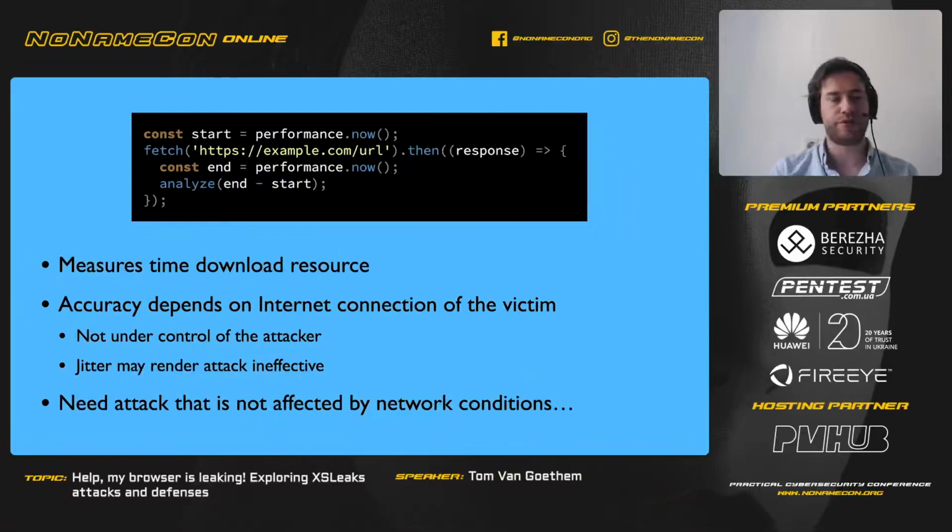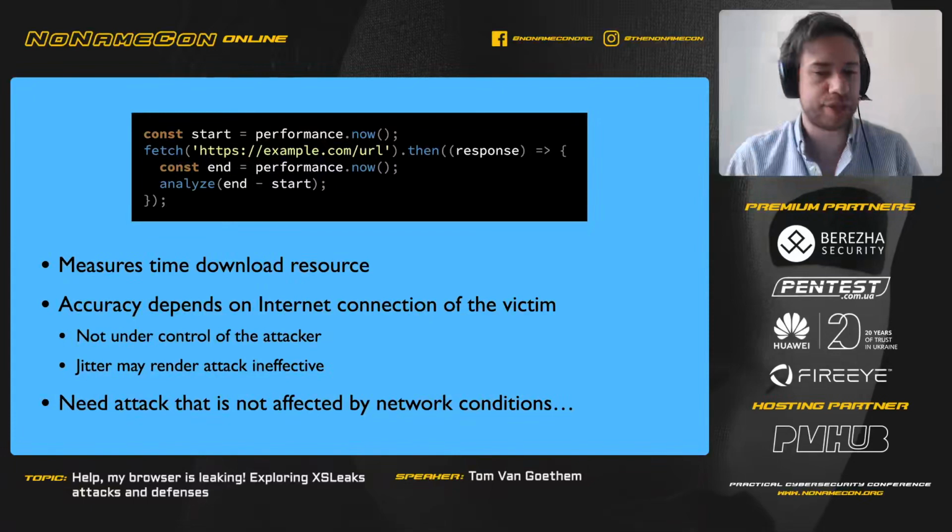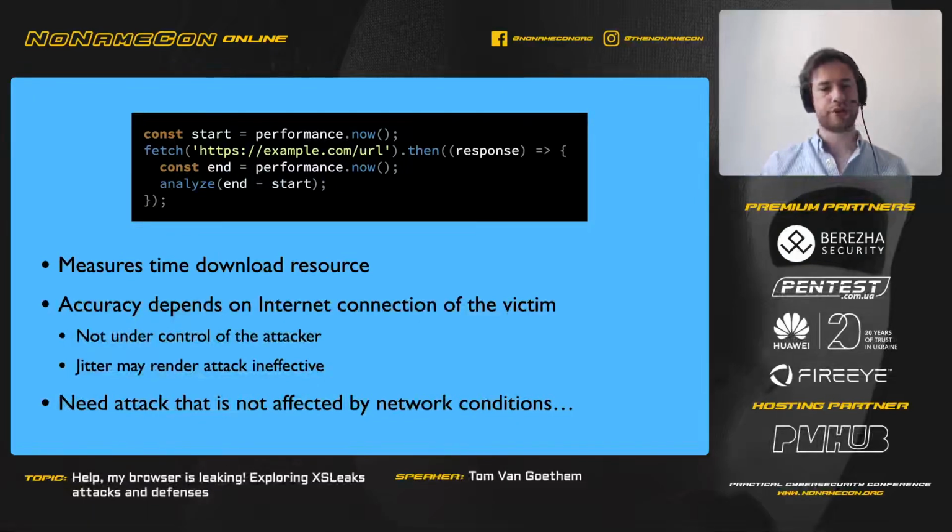So the simplest way to perform a timing attack is by starting your timer, then making a GET request, or like a fetch, and then when the promise of this fetch request resolves, so that's when this function in the then executes, and then we can stop the timer, and we just take the difference between these points in time. So this will measure the time it took to download the resource.